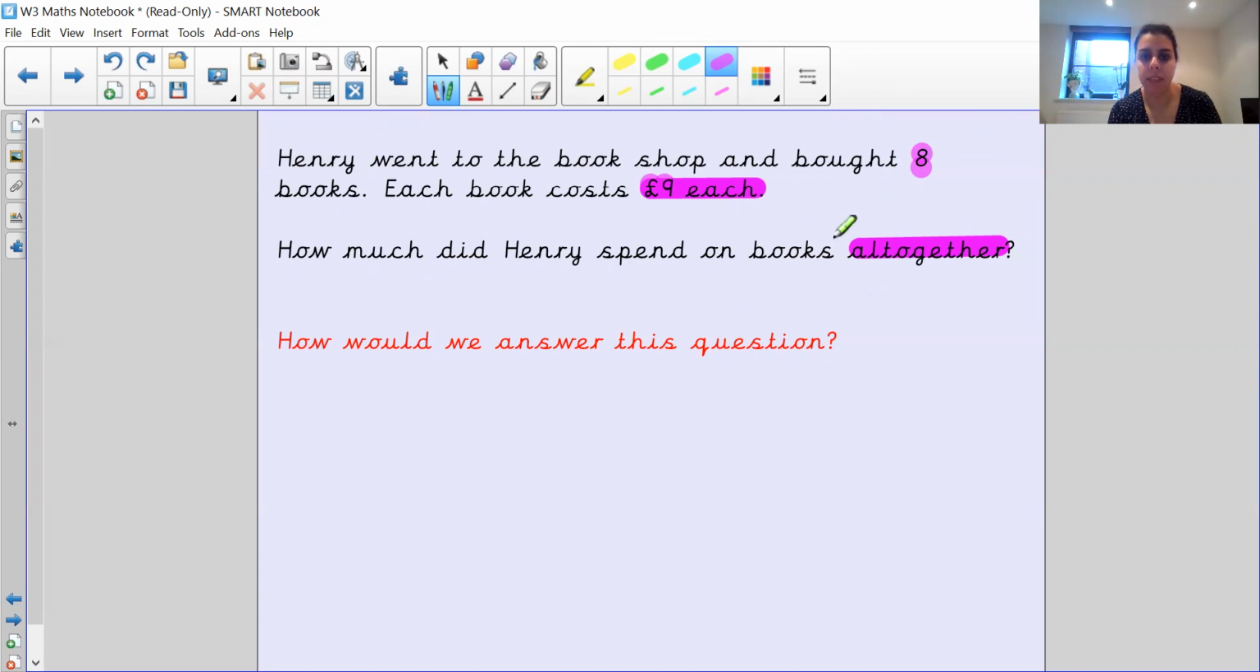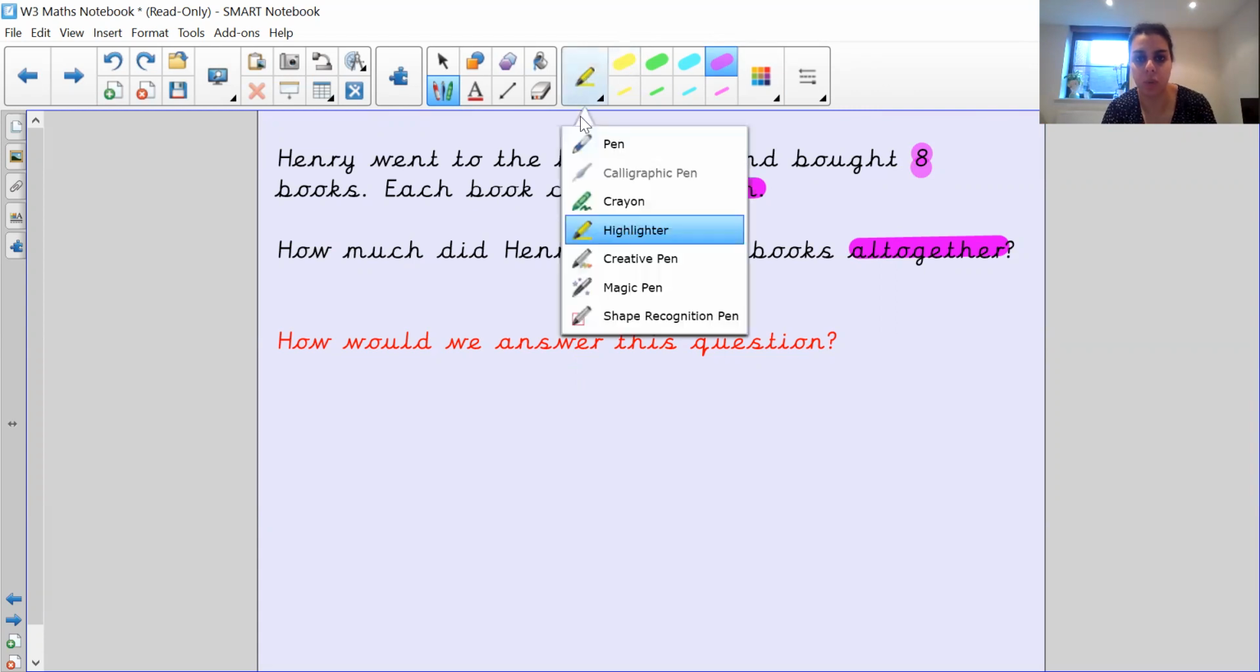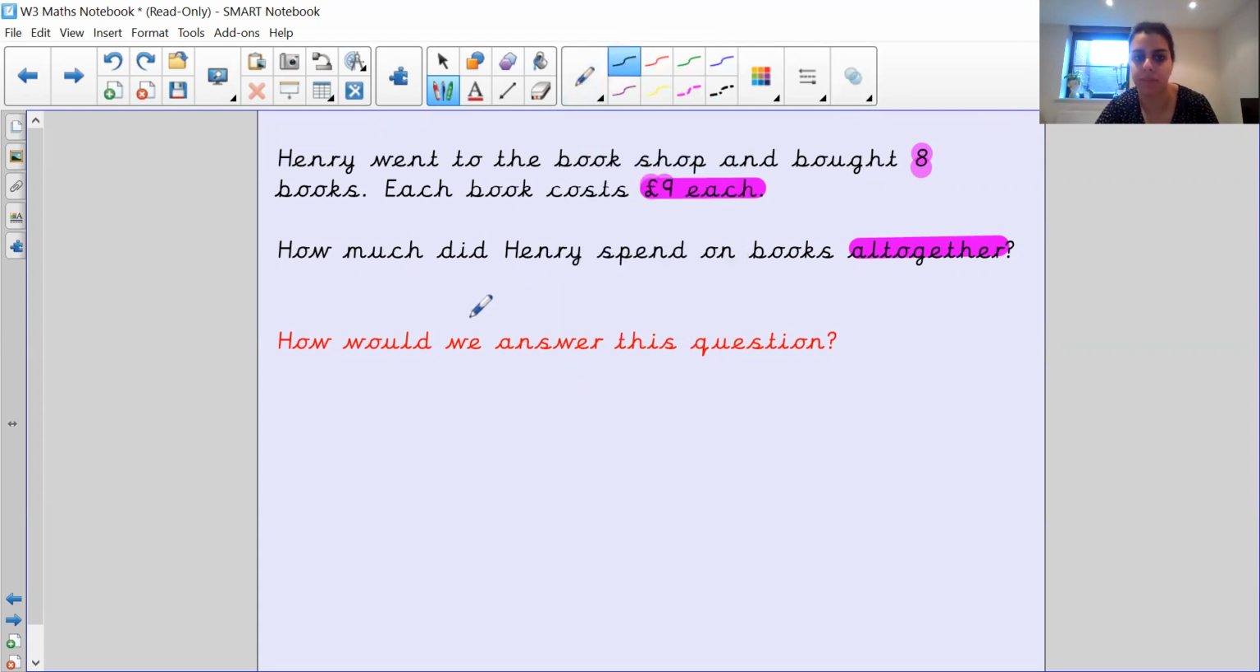So looking at how many did he spend altogether, how would we answer this question? Now, I've got a new little tool here today. I've got a tablet, and it's going to let me draw on here. So I'm hoping it's going to let me draw on the screen. We'll see if this works. I'm just going to change it to a normal pen. Let's see if this works.